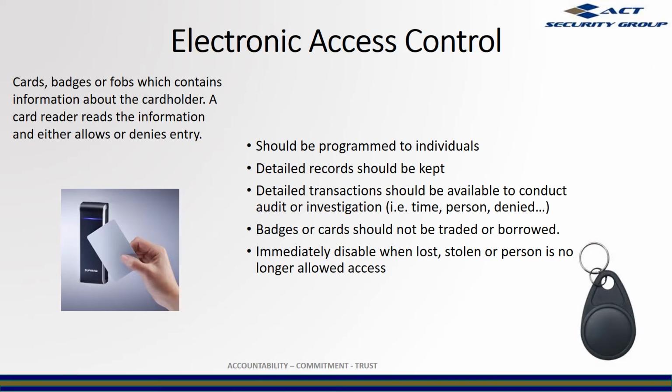Electronic access control would be the next step up, in which an access card or fob is issued. These cards or fobs contain information about the card holder and allow entry into a property or facility. They should only be programmed to one individual. Detailed records should be kept. Detailed transactions should also be available to conduct an audit or investigation. Badges and cards should not be allowed to be traded or borrowed, and they should be immediately disabled when lost, stolen, or the person no longer is allowed access.